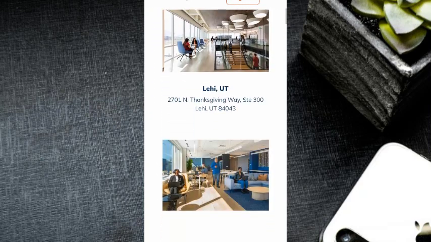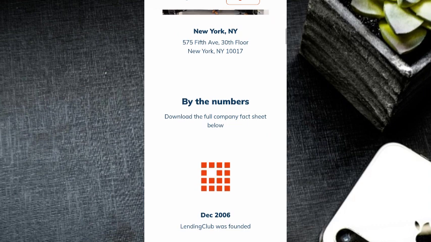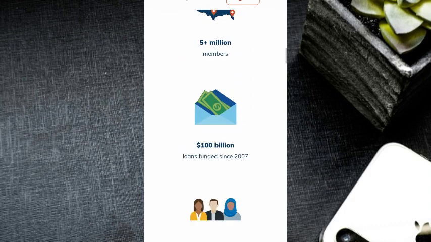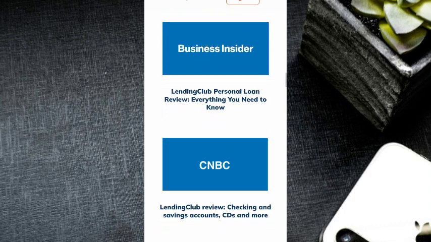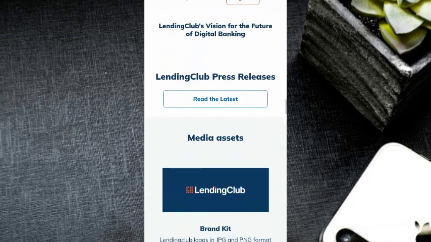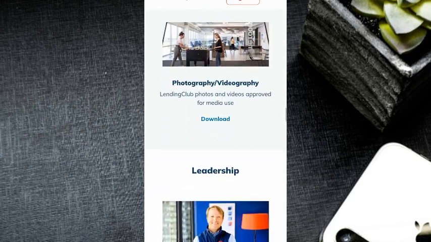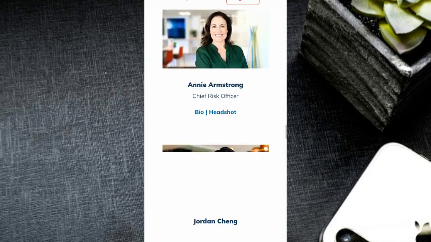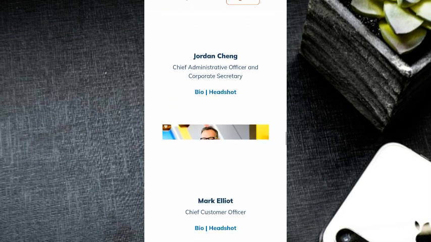In today's tutorial, we're going to show you exactly how to compare LendingClub savings versus CDs. Now, when deciding whether to keep your money, it helps to understand the difference between a savings account and a certificate of deposit, that's CD, at LendingClub.